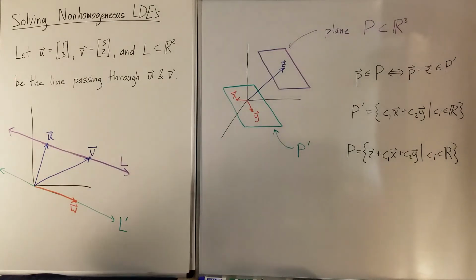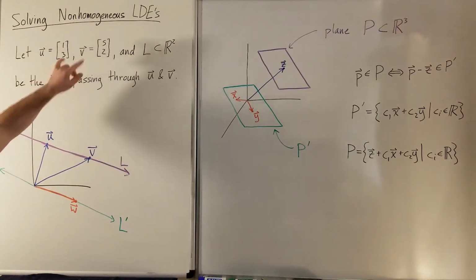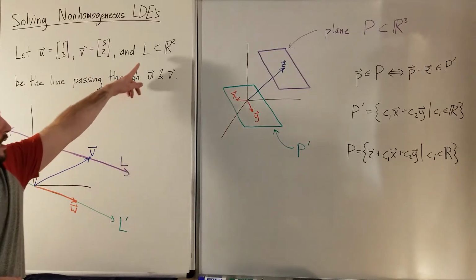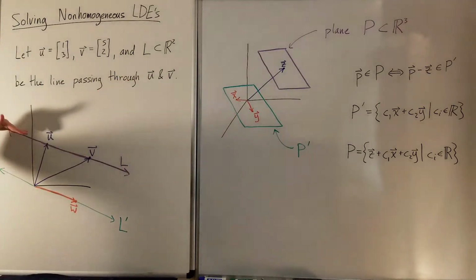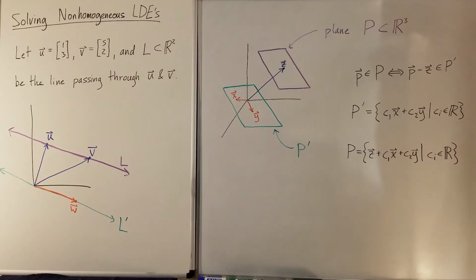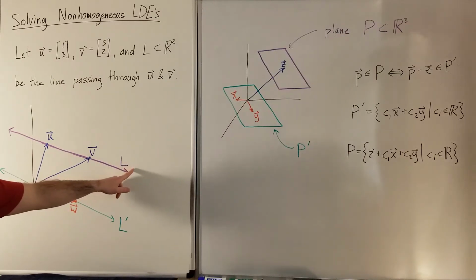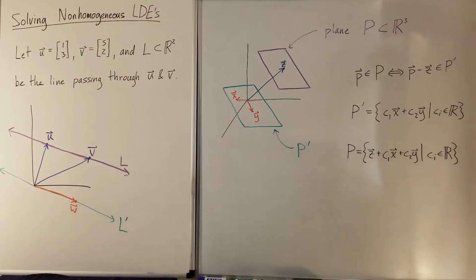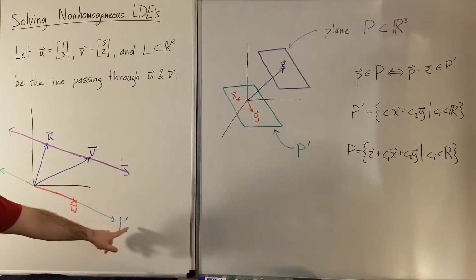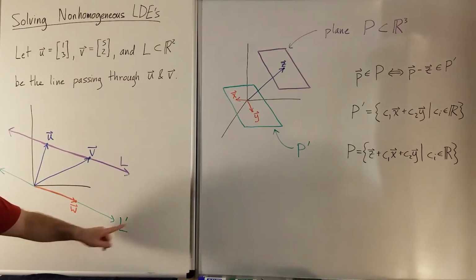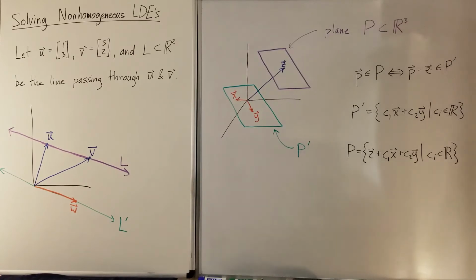So recall that if we have some line going through these two vectors that I have here, notice that this line is not a subspace of R2. In particular, this purple line here, L, does not go through the origin. So we can take this line L and translate it so that it actually does lie on the origin and get this line L prime. Okay, so L prime is a subspace. L prime goes through the origin.